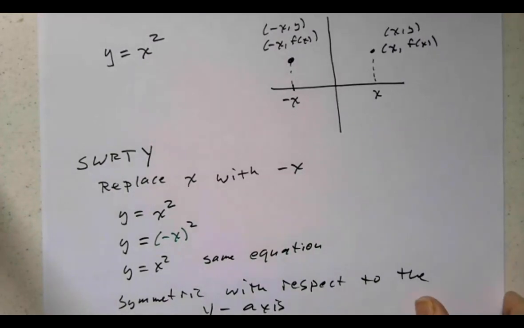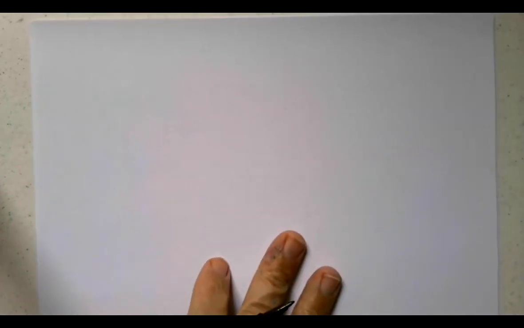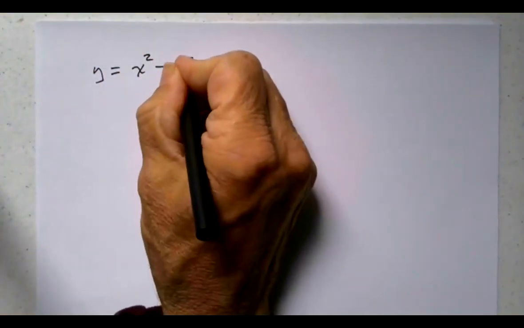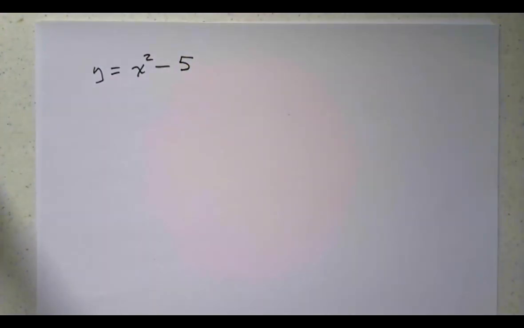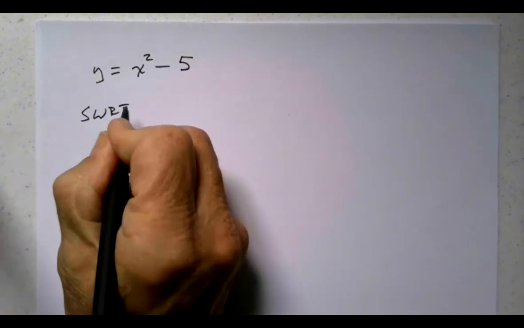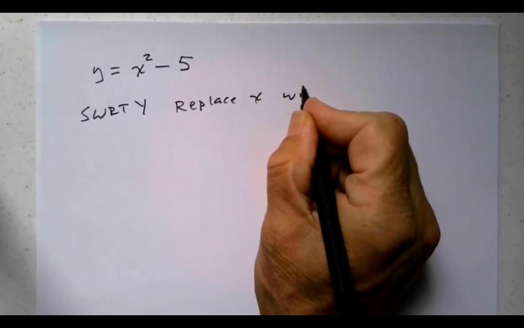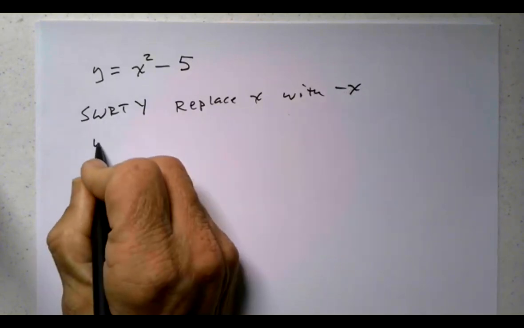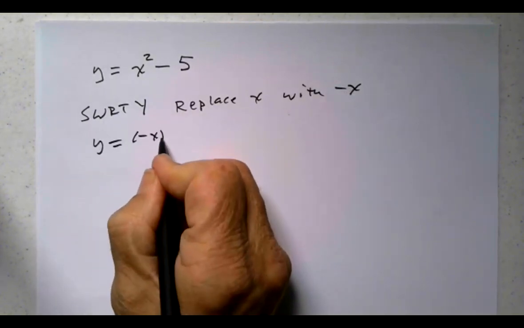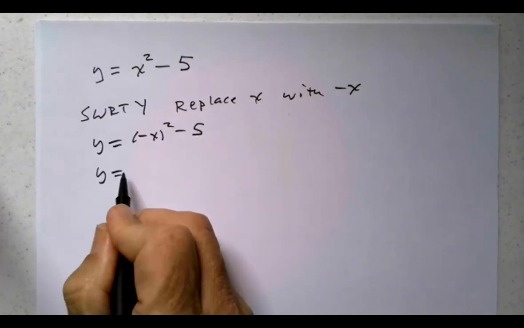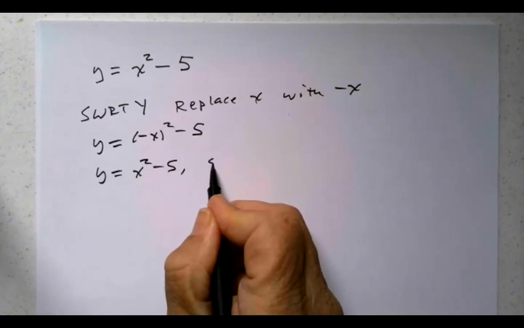Now, the other example I looked at was y equals x squared minus 5. So what am I going to do? I'm going to replace x with -x. That's our strategy to check to see if something is symmetric with respect to the y-axis. Replace x with -x and see if it's the same. So we're going to get y equals, replace x with negative x. But again, negative x times negative x, positive x squared. Same as original.